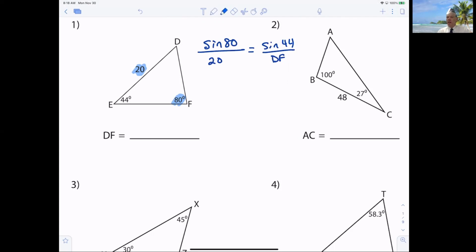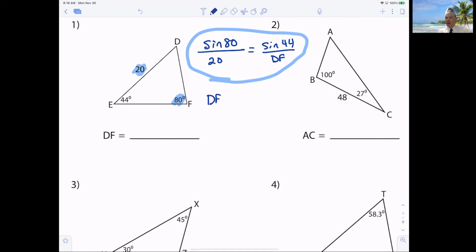The only thing I need you to do is to do what? To set it up. Right? I don't want you to cross multiply. This is not what's on your paper. DF sine of 80 equals 20 sine 44. DF equals 20 sine 44 divided by the sine of 80.